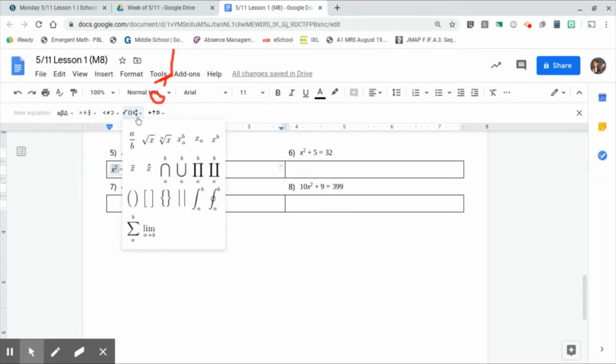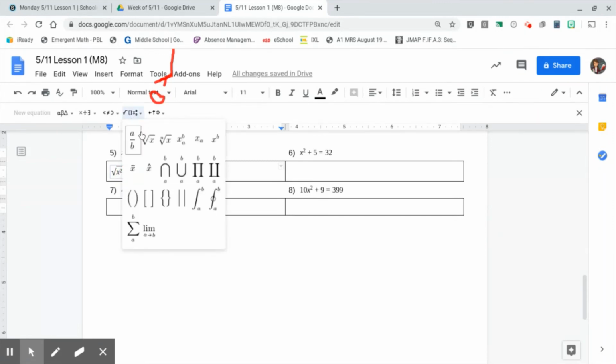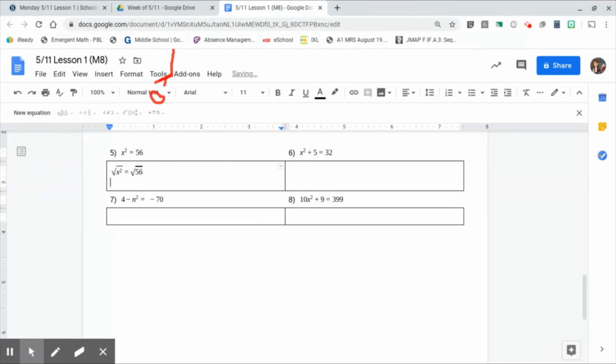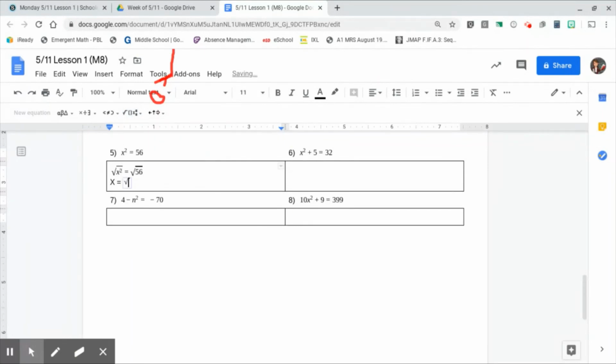So what I need to do to get rid of that squared is I need to take the square root of both sides. And sometimes this doesn't like to work with me here. And that means my square root and my squared cancel out. So I'm just left with x equals. Now let's check in our calculator to see if the square root of 56 is going to come out nice. It does not. So to leave our answer exact, we have to leave it as the square root of 56.